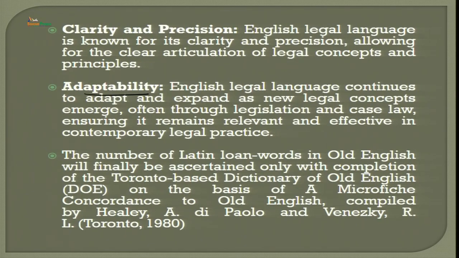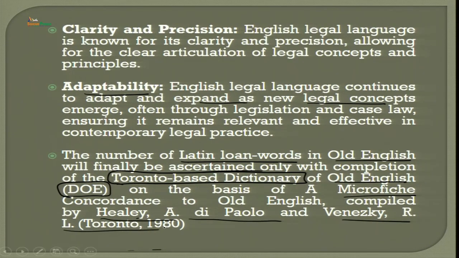We were ready to change it and expand as new legal concepts emerge. The number of Latin loan words in Old English we finally ascertained only with the completion of the Toronto-based dictionary, the Dictionary of Old English (DOE), on the basis of a microfiche concordance of Old English compiled by Healey, Cameron, and Pelteret. So remember that this is the dictionary we are coming up with, to learn more and more about that influence.